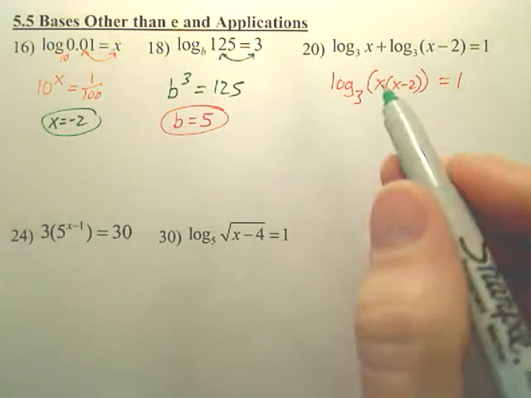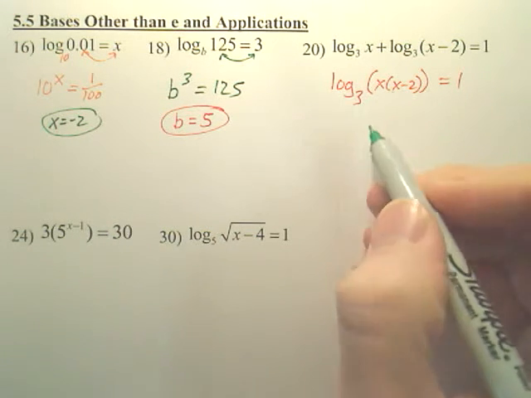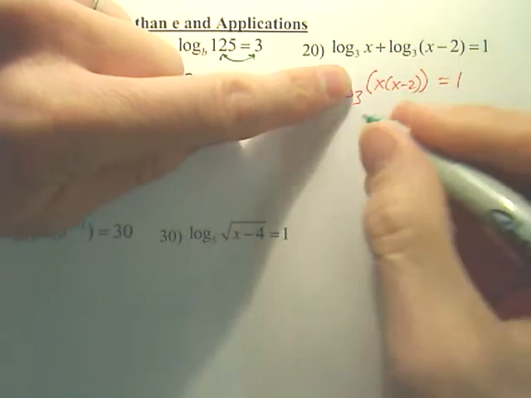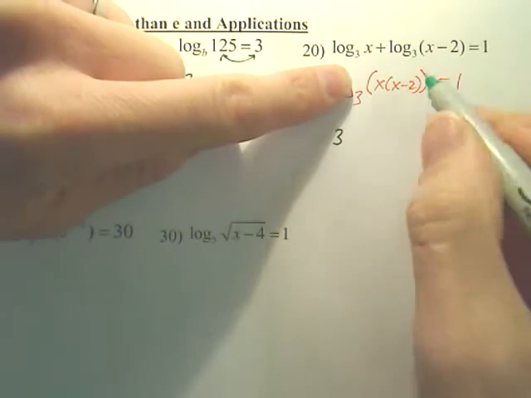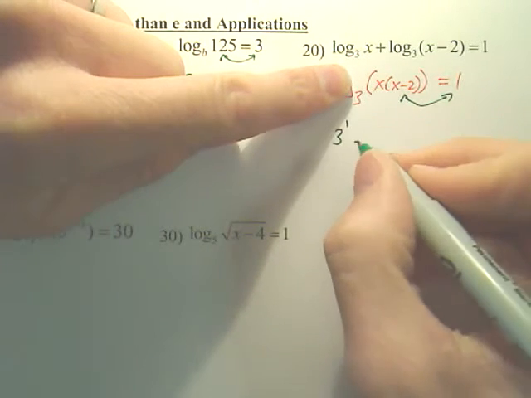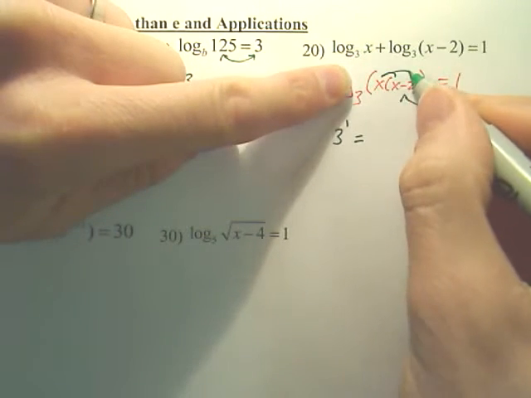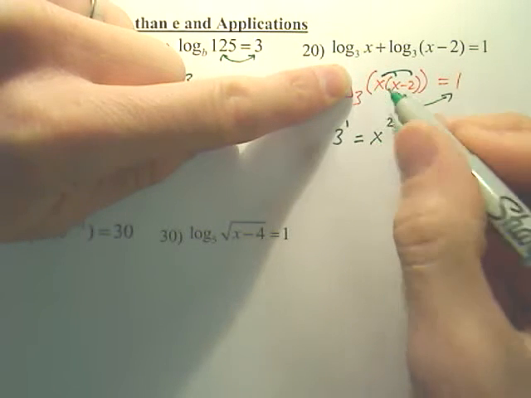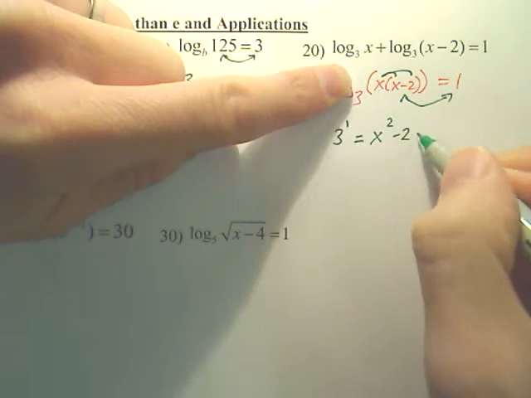Then, once we condensed it, I want to get rid of the log, because logs aren't very useful when the x is inside. So I drop the log. I now have 3. I switch these two. That leaves me 3 to the first power equals, and I'm going to FOIL this real quick, or sorry, distribute. X times x is x squared. X times -2 is -2x.